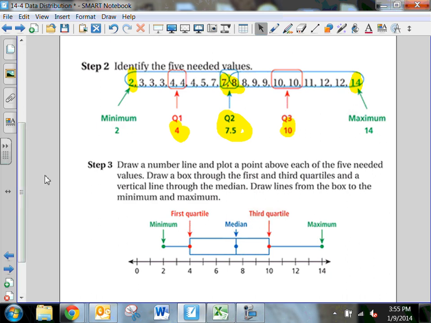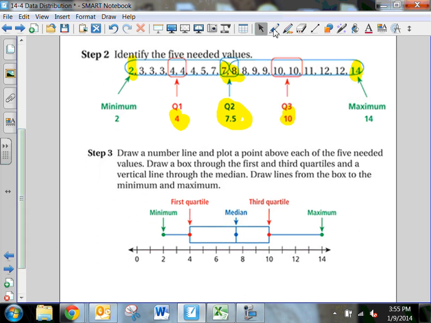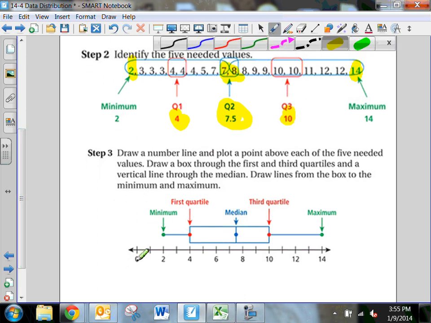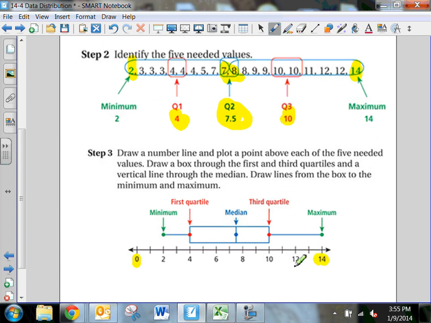And first and foremost, we draw a number line and plot a point above each of the 5 needed values. Our number line has to fit all the numbers, so it goes from 0 to 14 because our lowest value is 2, so we might as well start at 0. Highest value is 14. There's no need to really go higher than 14. And we go up by 2s or up by 1s on the number line, and then we plot dots or a box on the 5 values that are listed up here.